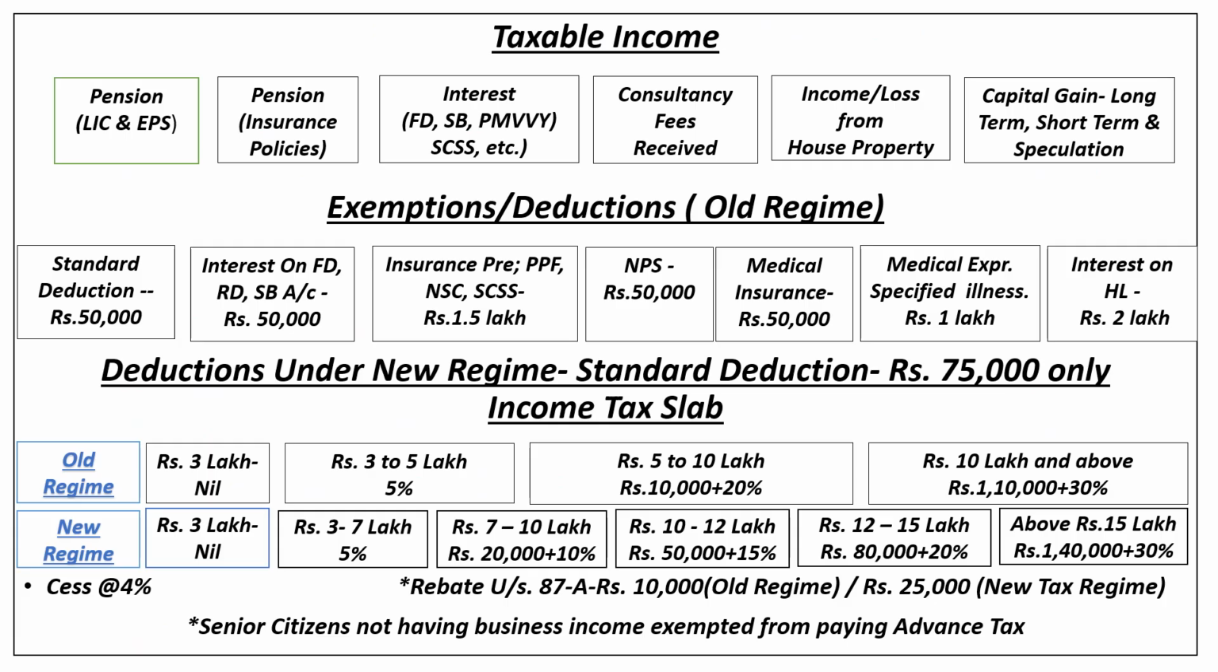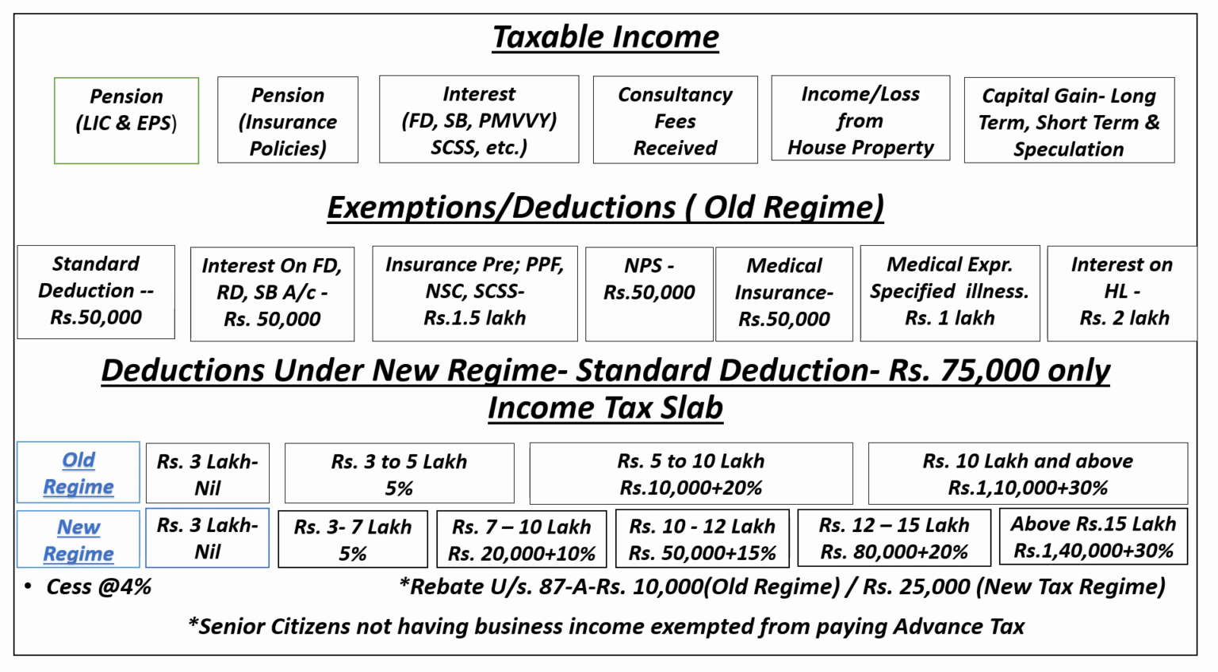What are the incomes which are taxable in the hands of a retiree? Pension which is being received from Life Insurance Corporation and Employees Provident Fund Office, pension from insurance policies, interest received from FD, savings bank account, Senior Citizen Savings Scheme, etc. Consultancy fees if he engages in consultancy work, income or loss from house property, capital gain may be long term or short term, and speculation.